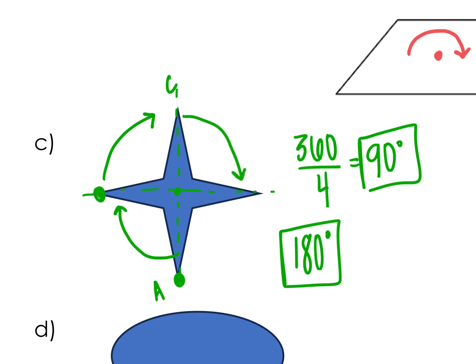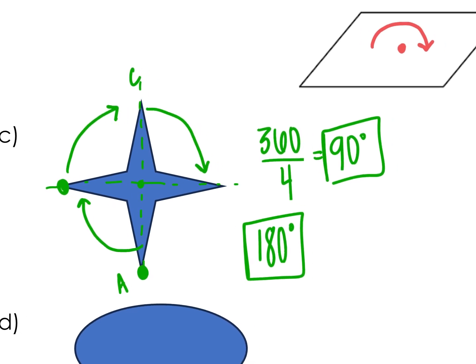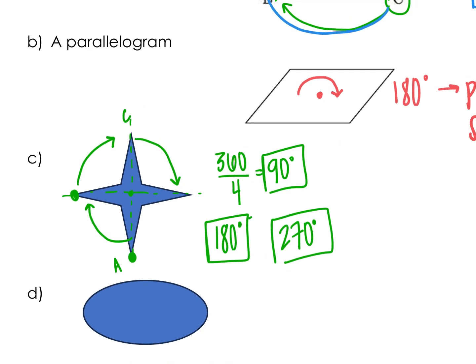Similarly, if we just kept going and turning it, it would land on the other corner of the star. 90 plus 90 plus 90 gives us 270 degrees. So all of those different rotations will map the figure onto itself. Since it has this 180 degree option, it also has point symmetry.